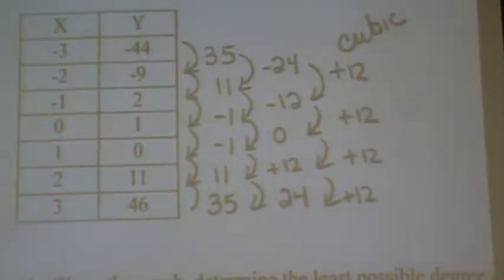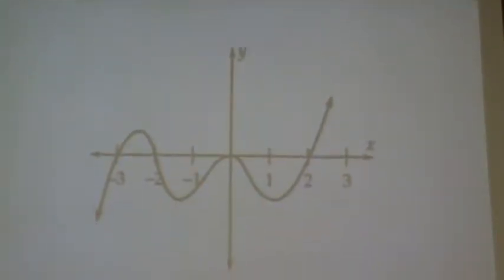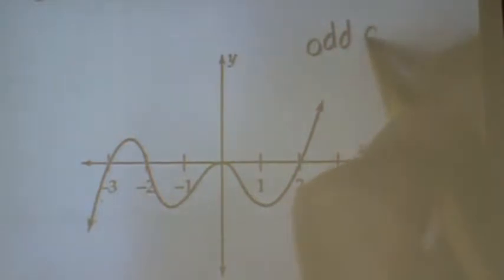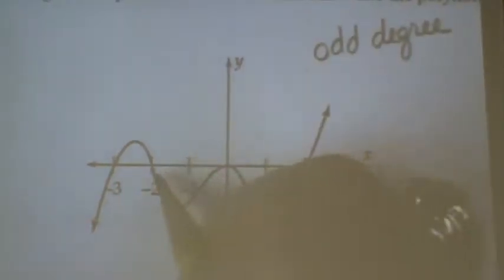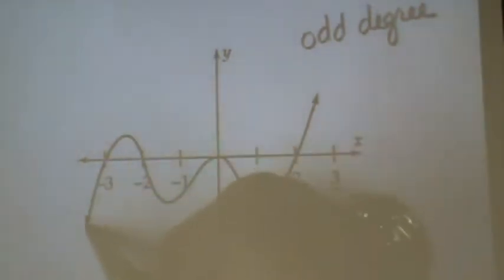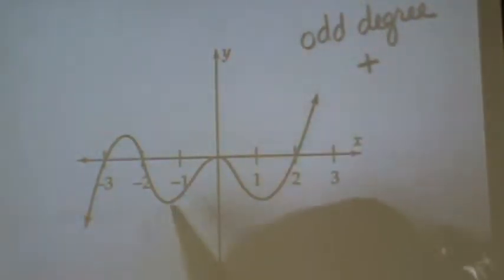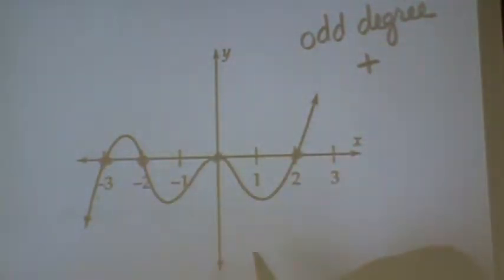Next one, number 3. Given this graph, I need the least possible degree. So look at the left and the right side. If they're going in the same direction, you're going to give me an even number. But since they're opposite, it's going to be some kind of an odd degree. Now the leading coefficient is going to be positive because the left side goes down and the right side goes up. Now count your zeros. 1, 2, 3, 4. This one's going to count for 2 because it's touching here. So the degree of this is a 5. And the leading coefficient's positive.